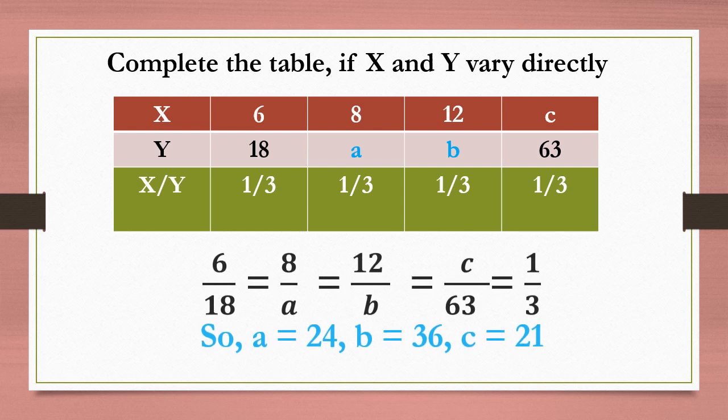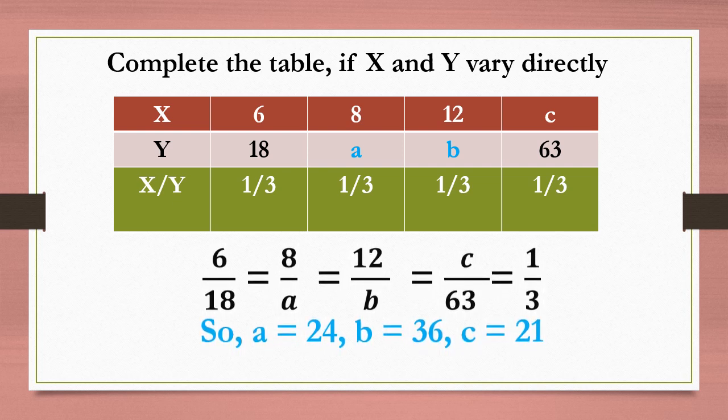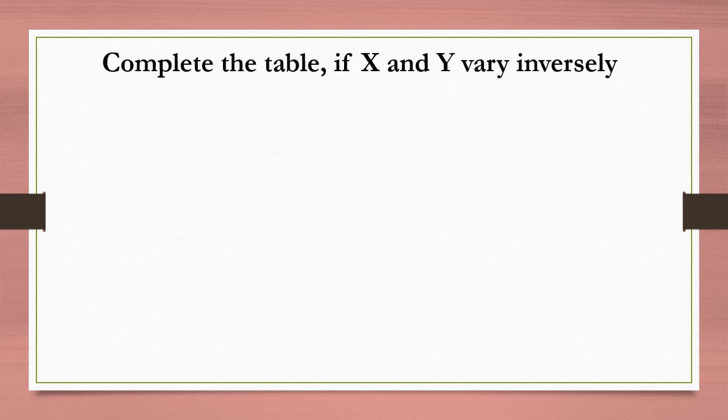8 by A is equal to 1 by 3. 12 by B is equal to 1 by 3 and C by 63 is also equal to 1 by 3. When you equate like this, you do the cross multiplication. You will come to know that A is equal to 24, B is equal to 36 and C is equal to 21. Now let us see one more question of this type.